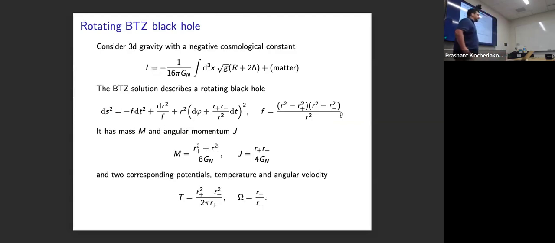So let me start with the toy model, the BTZ black hole. We consider 3D gravity with a negative cosmological constant with this action, and the BTZ solution describes a massive rotating black hole in this geometry, and this is the metric. It has a mass M and angular momentum J that will depend on r_plus and r_minus. So these are parameters of the metric that tell you where the outer and inner horizon are. And it has two potentials, the temperature and angular velocity, that depend on these two parameters, r_plus and r_minus.